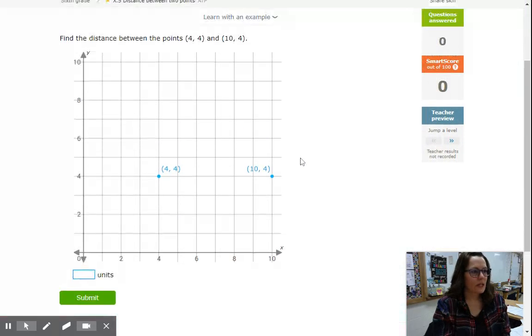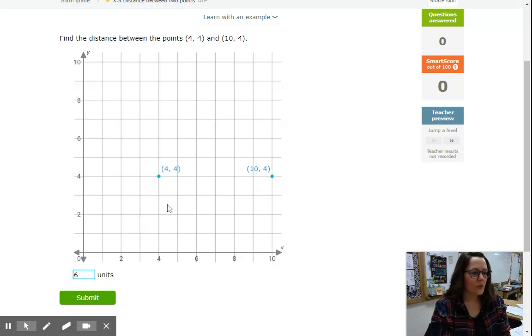Okay, so here's an example of it. It says find the distance between the points (4, 4) and (10, 4), which they already have here. To find the distance, all it's asking you is to start at one point and count how far it is to the next. Now, do not start here and say 1. You need to move to the next grid and say 1, move and say 2, move, say 3, move, say 4, move, say 5, move, and there were 6. So 6 units. 1, 2, 3, 4, 5, 6.